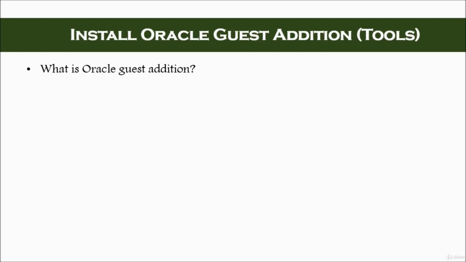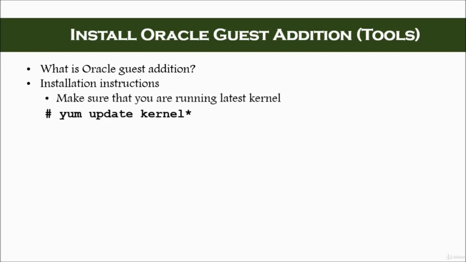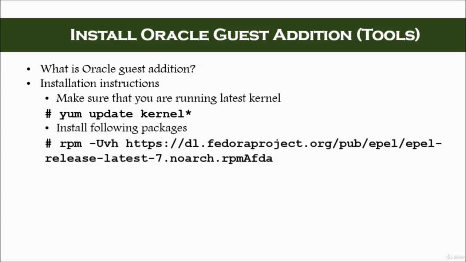So in this lesson, this is what we are going to cover: how we could install Oracle Guest Edition tools in our virtual machine, and specifically in our Linux virtual machine. The instructions that we're going to follow are, first, make sure that you are running the latest kernel. To see if you are running the latest kernel, you can either look online and see what the latest kernel version is out there, or you could just simply do yum update kernel, which most likely we will do. Then install the following packages, which is to do the RPM.